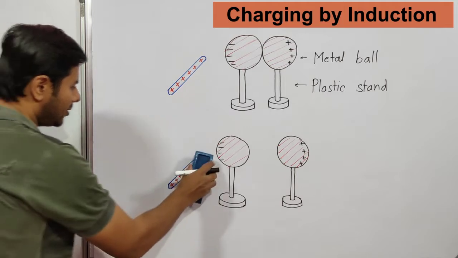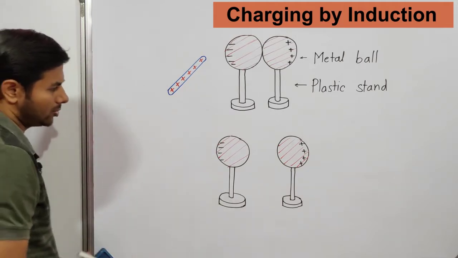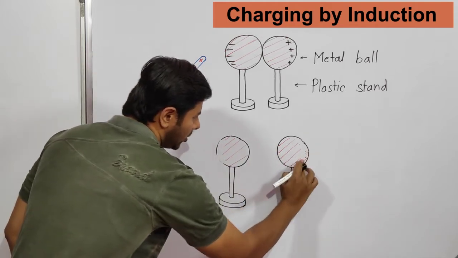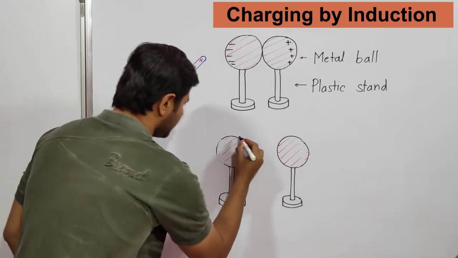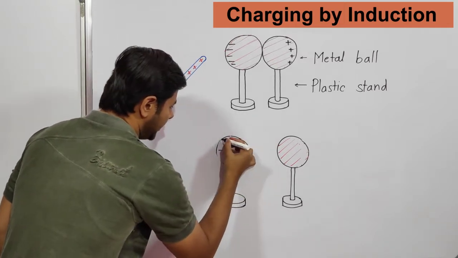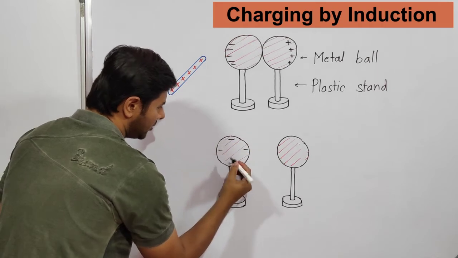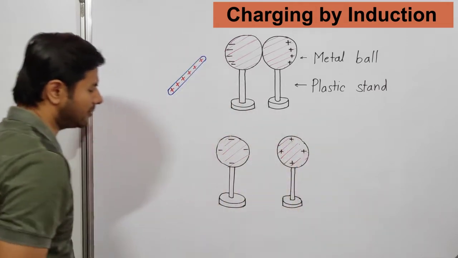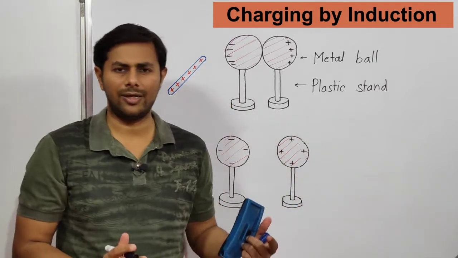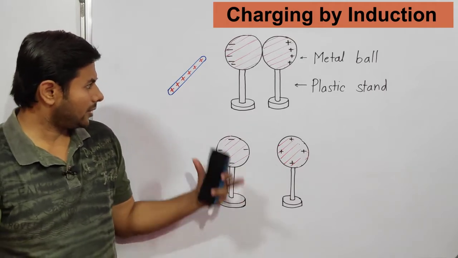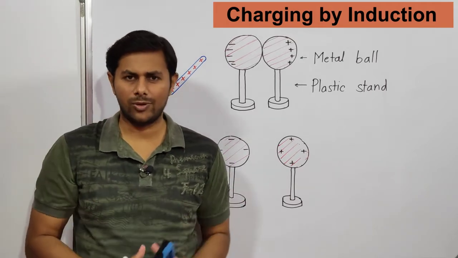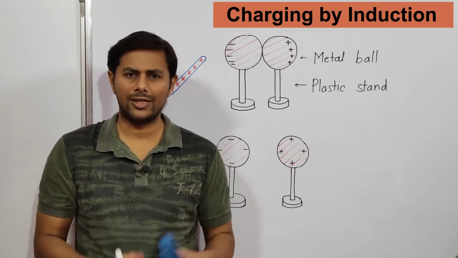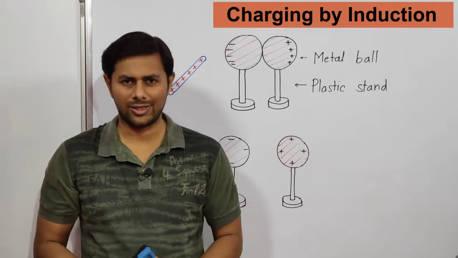Now we can move this glass rod away. So what happens is there is uniform redistribution of charges on both the metal balls. So negative charges are uniformly distributed on the first metal ball, and the positive charges are uniformly distributed on the second metal ball. So this is charging by induction. In this case we had to take two metal balls for charging both of them by induction. Now let's see how we can charge a single metal ball by the process of induction.